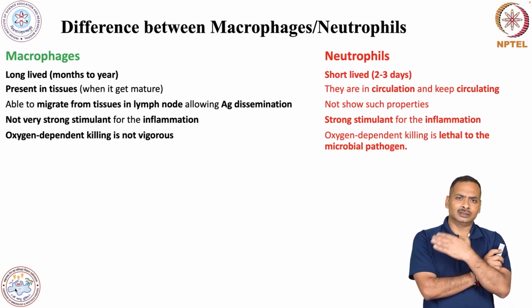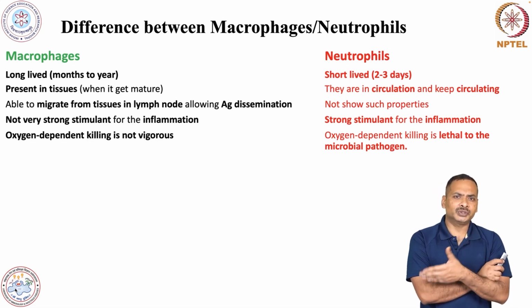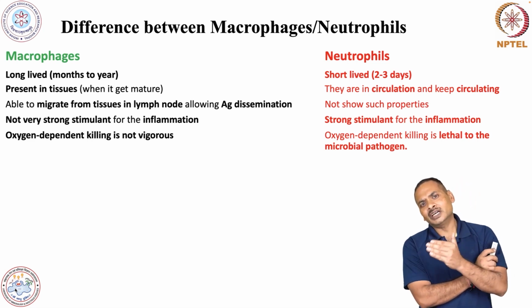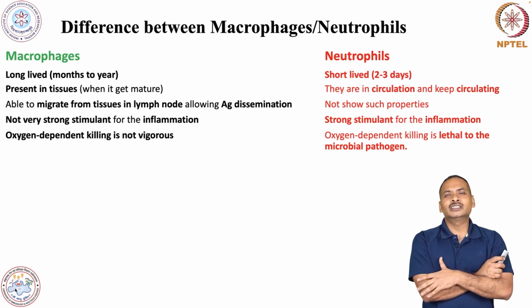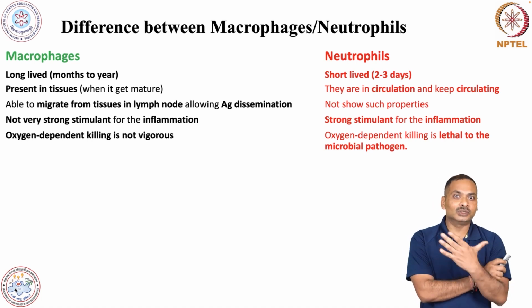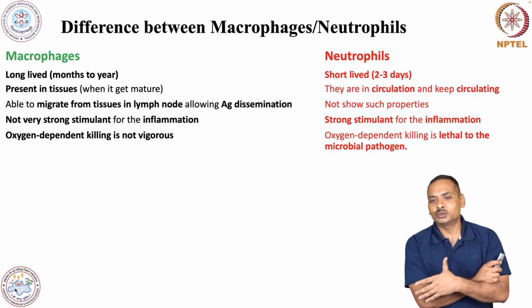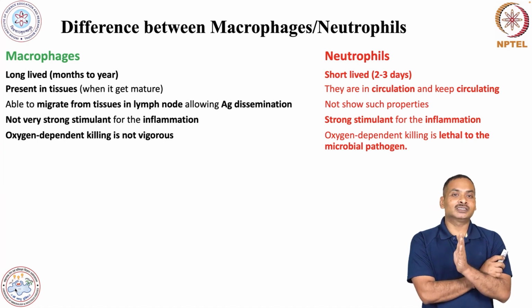Macrophages produce free radicals or reactive oxygen and nitrogen species, but oxygen-dependent killing through these reactive oxygen or nitrogen species is not very vigorous compared to neutrophils. In the case of neutrophils, they are very vigorous and quite lethal or fatal to the microbial pathogen. So this is one of the very big differences, and that difference makes the neutrophil more aggressive.